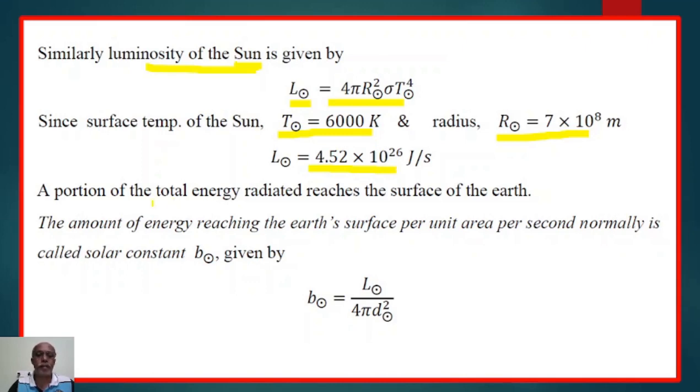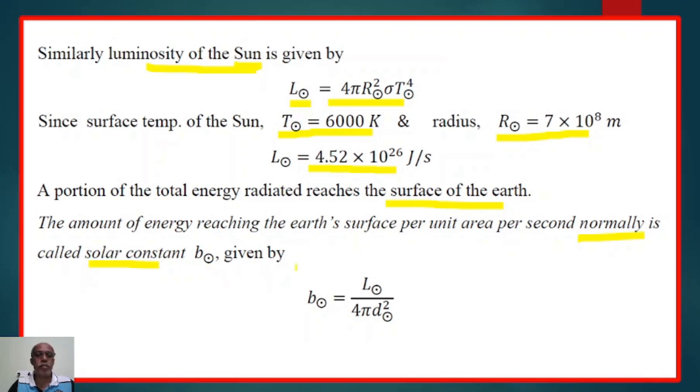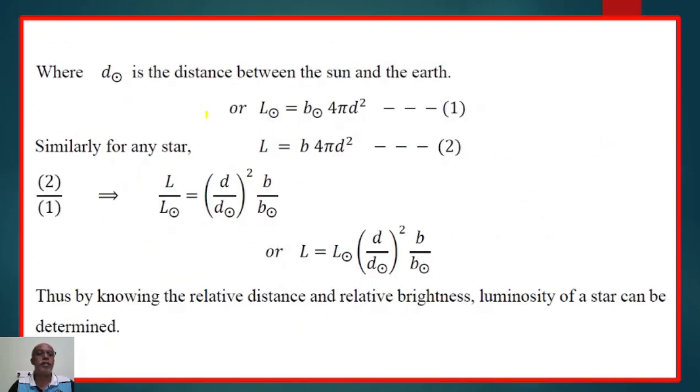A portion of this energy reaches the surface of the Earth, and that we call the solar constant. The amount of energy reaching Earth's surface from the Sun per unit area per second is called the solar constant, otherwise known as the apparent brightness, and that is given by B equals L by 4 pi d square, where d is the distance between Sun and Earth, and therefore L is equal to B into 4 pi d square.